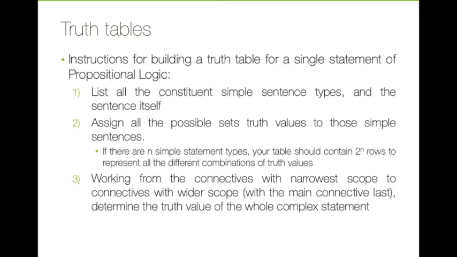Once you have the assignments of truth values to the simple sentences, you can work through to get the truth value of the complex sentence, starting with the connectives with narrowest scope and working to the connectives with wider scope, finishing up with the truth value under the main connective. That will give you the truth value of the whole complex statement.